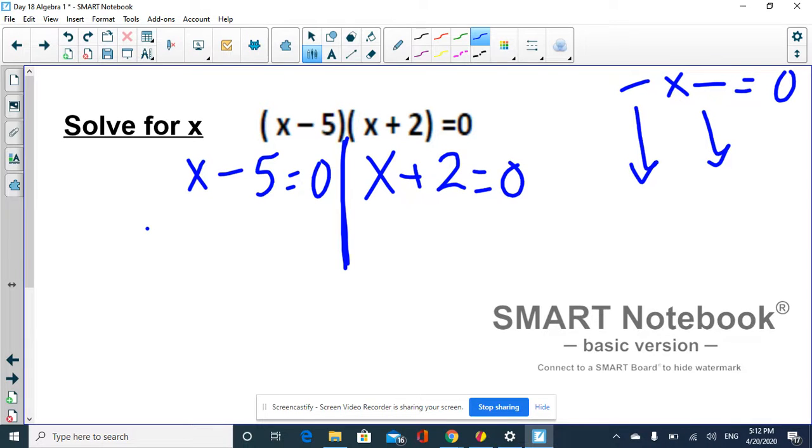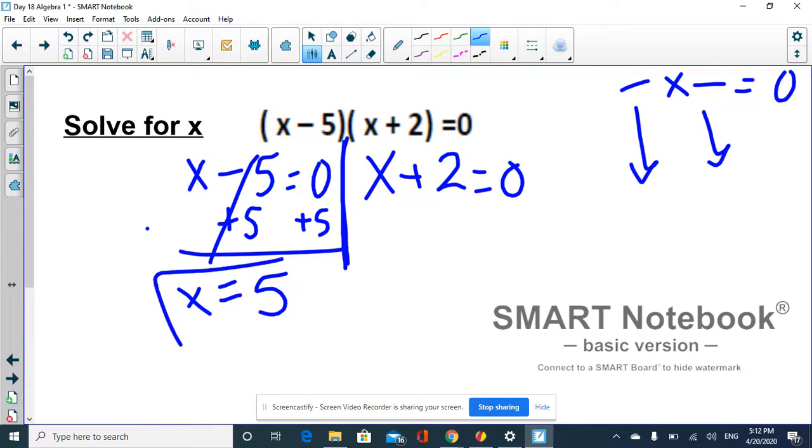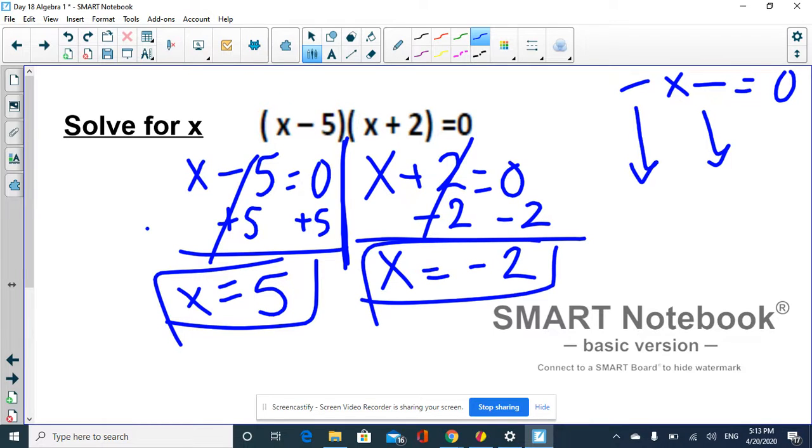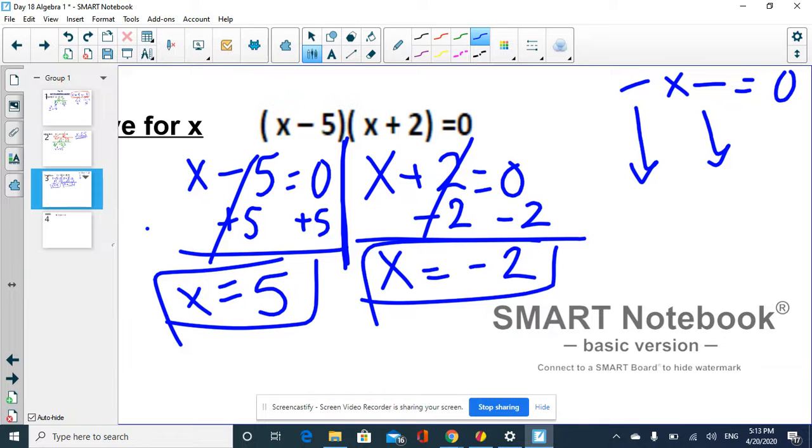Solve these two equations. x minus 5 equals 0. Add 5 to the other side. Now x equals 5. This is the first solution, x equals 5. For the other one, we subtract 2, because this is addition, and the opposite of addition is subtraction. Now x equals negative 2. This is the other solution. We have two solutions for this equation: one of them is 5 and the other is negative 2.